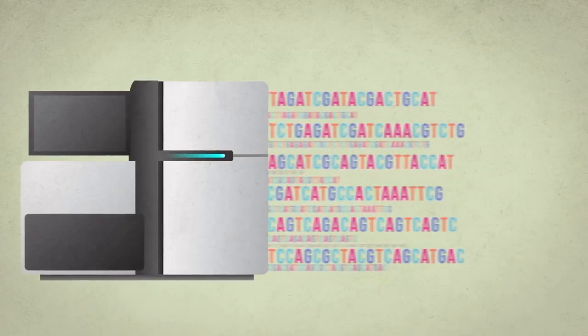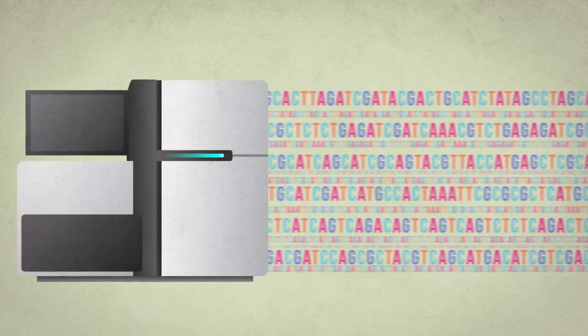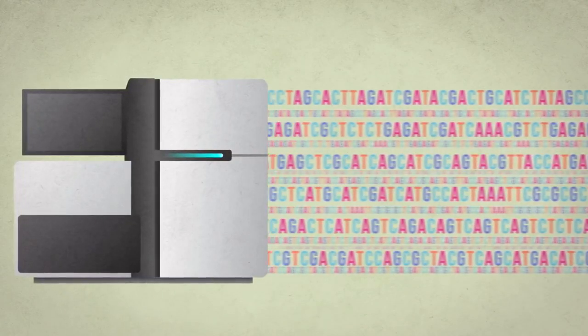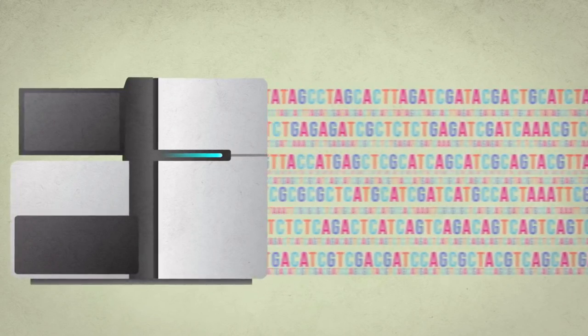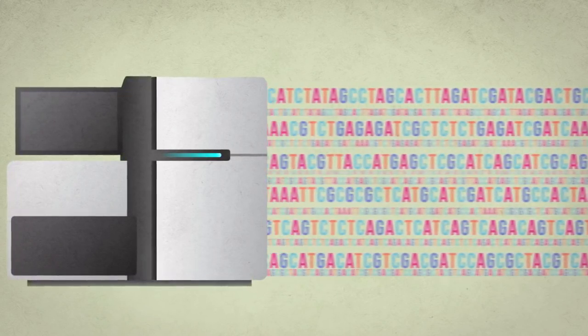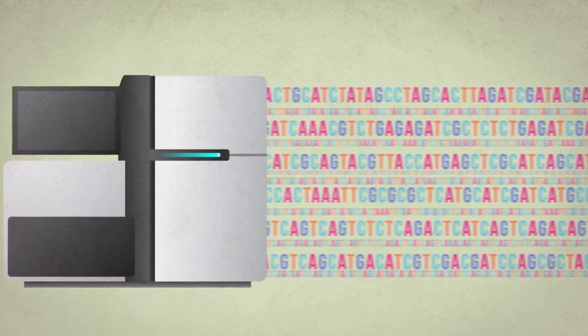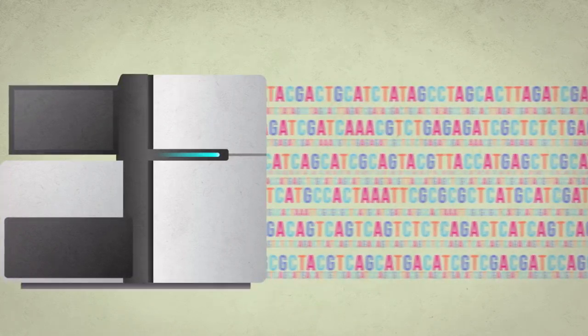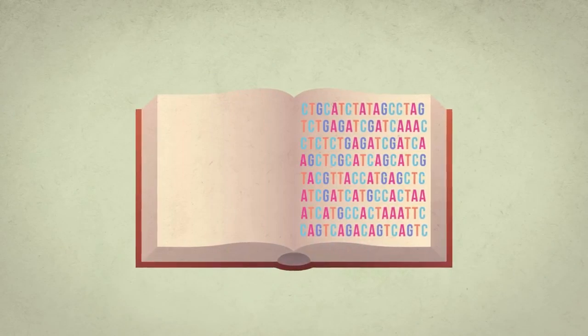The sequences of each of these millions of pieces of DNA are stitched together using computer programs to create a complete sequence of the entire genome. This isn't the only way to read the letter sequences of pieces of DNA, but it's one of the most common. Of course, just reading the letters in the genome doesn't tell us much.